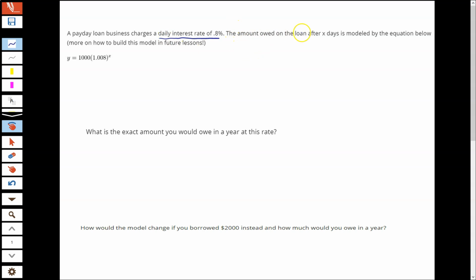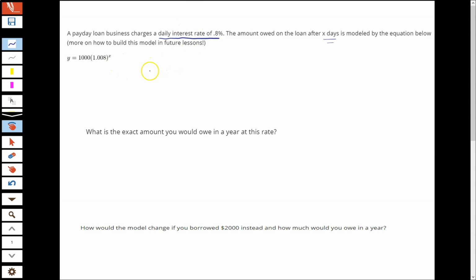The amount owed on the loan after x days, that might be helpful as well. X days, daily, right, is modeled by the equation below. And then here's our equation. So y equals blah, blah, blah, and blah, blah, blah is exponential, like the functions we've been studying. We'll learn how to build this equation in future lessons. So for now, I'm giving it to you, but in the future, you're going to be able to build it just given the text here.